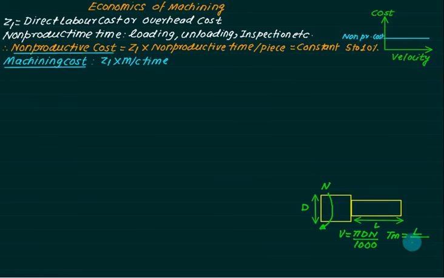So machining time is given by L upon F n, where F is the feed, L is the length of the job to be cut, and n is the rotational speed. If we want to replace this n in the machining time, we get n equals 1000 multiplied by V divided by pi d. So we have machining time L divided by F n, and pi d in the denominator will come in the numerator. So it is pi into L into d divided by F multiplied by 1000 times V. We'll put this equation back into the machining cost equation, so we get machining cost equal to Z1 times this machining time.